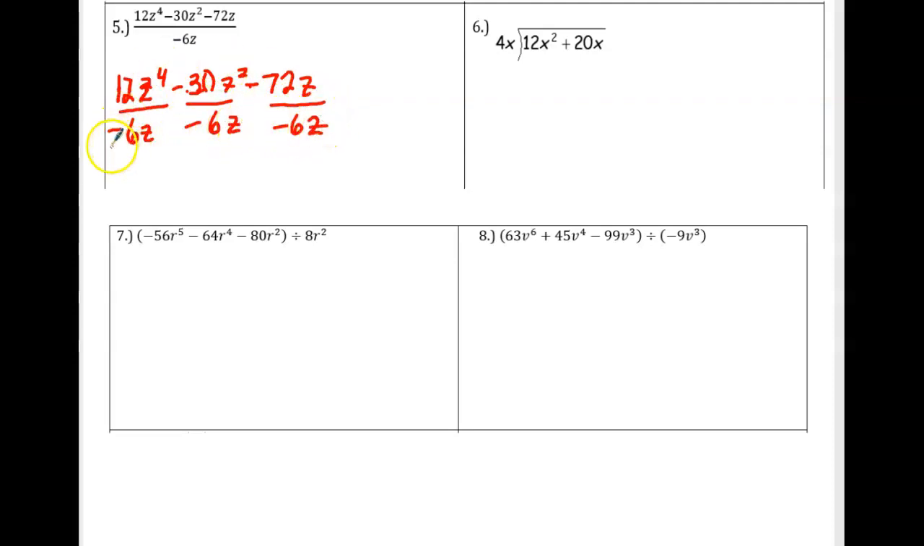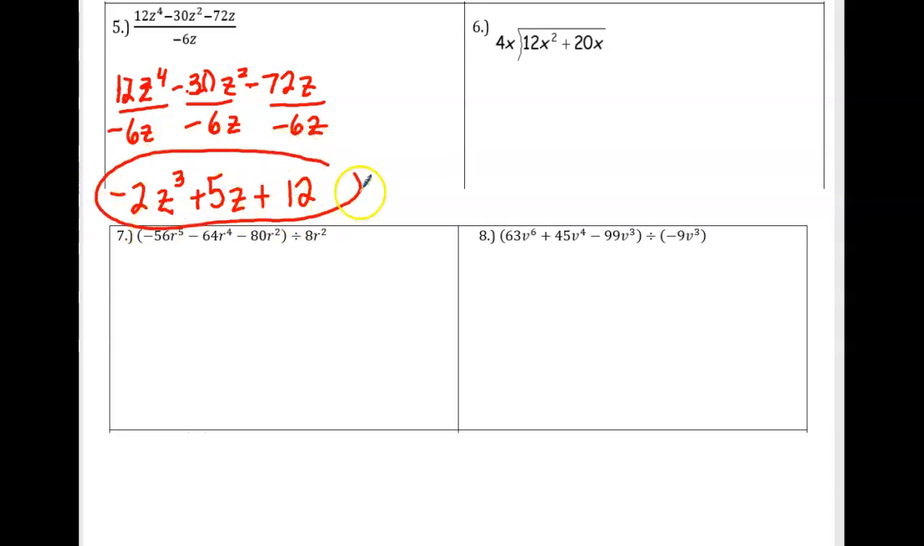All right, so when we do that, we end up with -2z, and that would be to the third power. A +5, and z squared divided by z would just be a z. And then -72 divided by -6 is a +12, and the z's would cancel out.